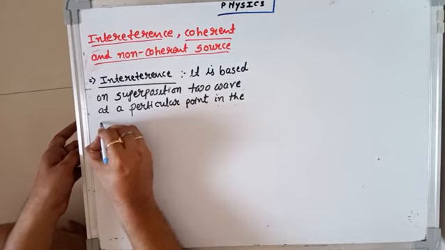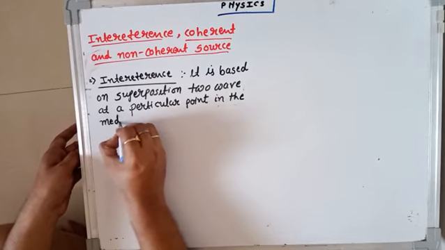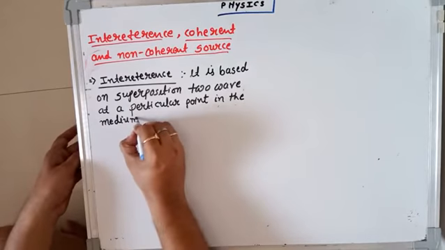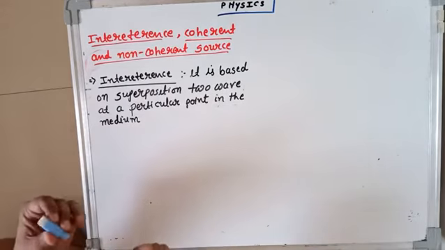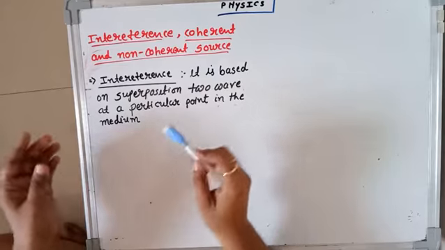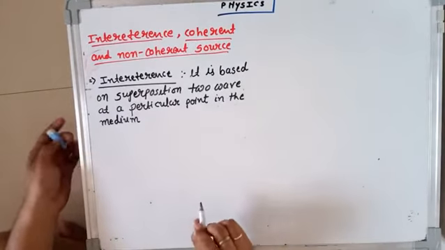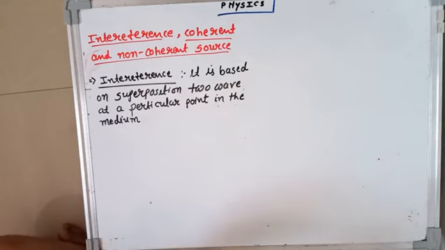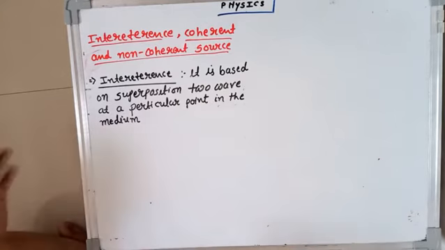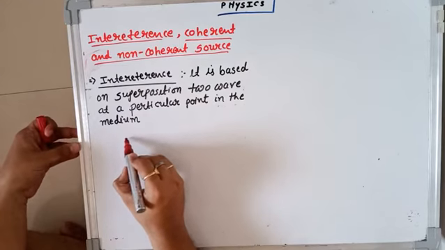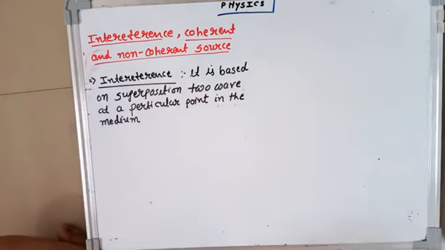Medium is a very important thing because the interference phenomenon changes with the medium. This sentence is very important. It is based on the superposition of the two waves. What is the superposition of two waves? It is just like when we do the experiment in water with two pins, just like that.